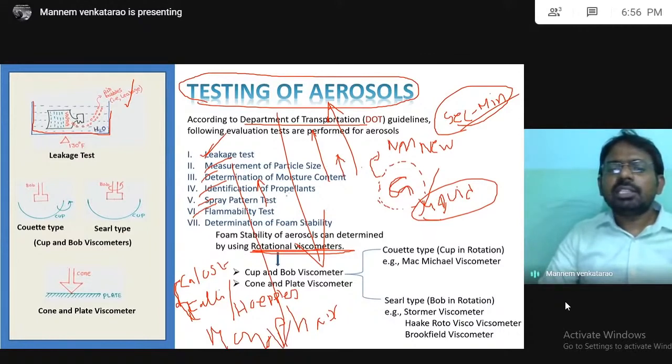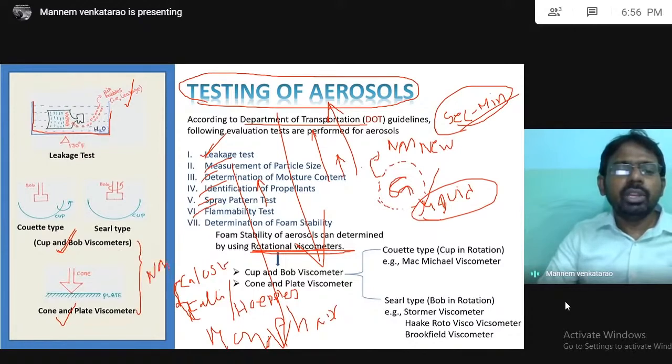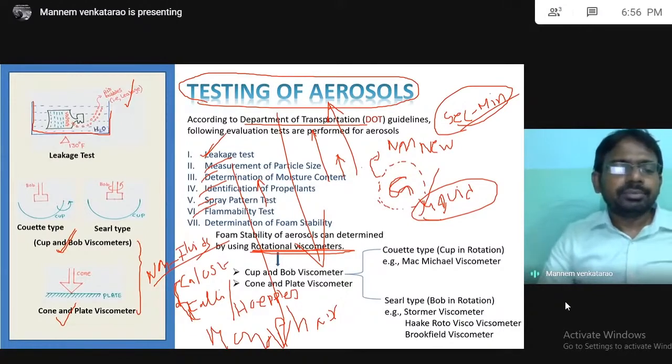Such a relation exhibited by any liquid is called a non-Newtonian fluid, whose viscosity is measured using either a cup and bob viscometer or a cone and plate viscometer. Cup and bob and cone and plate viscometers are commonly used to determine the viscosity of non-Newtonian fluids. Example, biphasic dosage forms. An aerosol is a dispersion containing two phases. That comes under non-Newtonian fluid, whose viscosity is calculated using cup and bob and cone and plate.